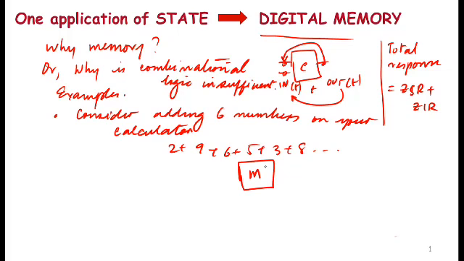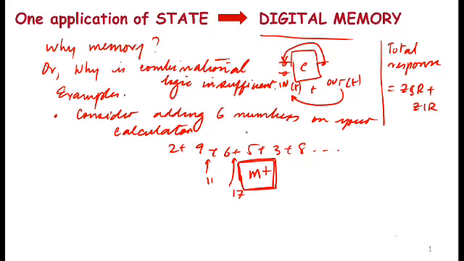You might also use the memory plus button of your calculator, or you might keep on accumulating the partial sum as you keep on adding additional numbers. But fundamentally, you are remembering your partial result. So let's say, for example, you start off with 2 plus 9. At this point, your partial result is 11. Then you add 6 to it and your partial result is 17, and so on and so forth.